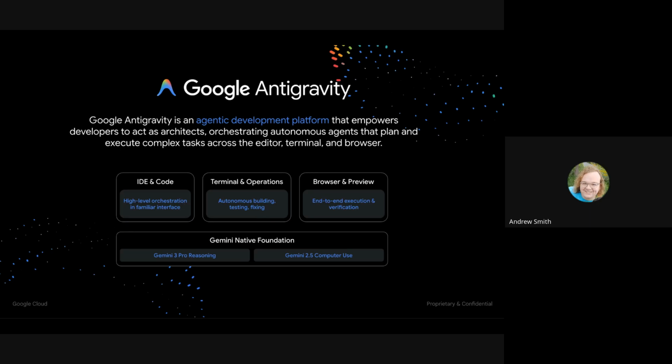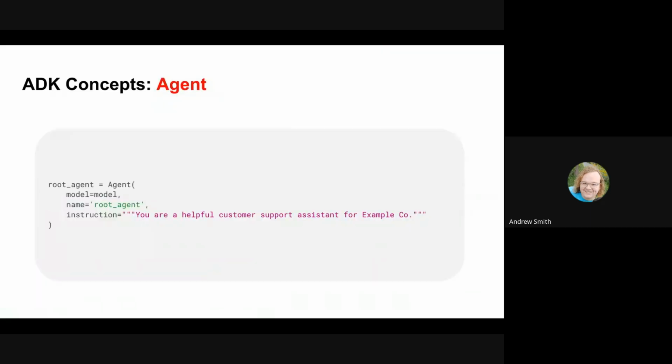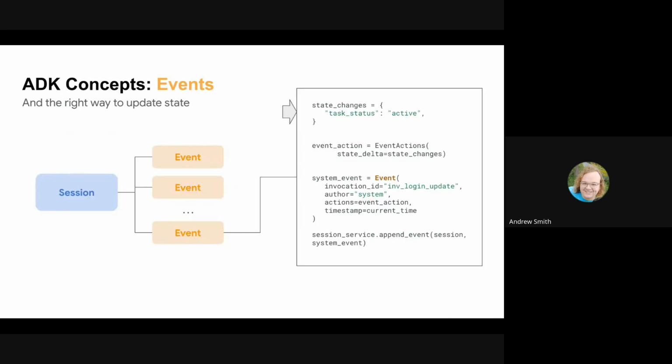So A2A versus ADK. Can you show a graph of multiple agents within an ADK build? That was actually using A2A to communicate between the two.